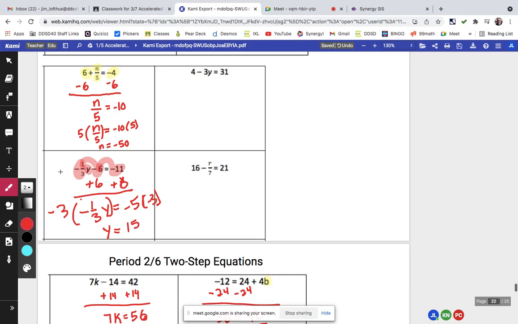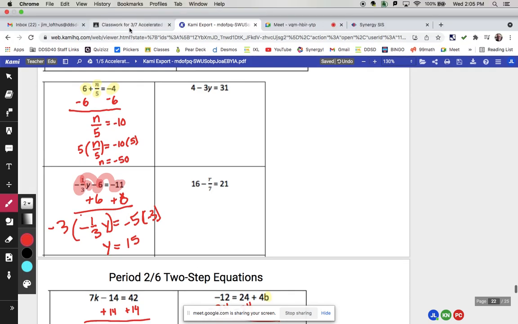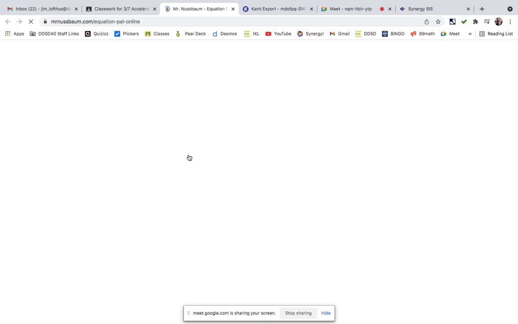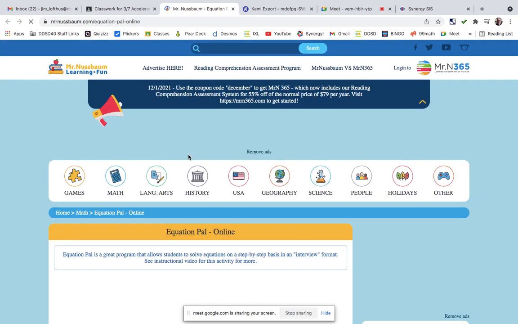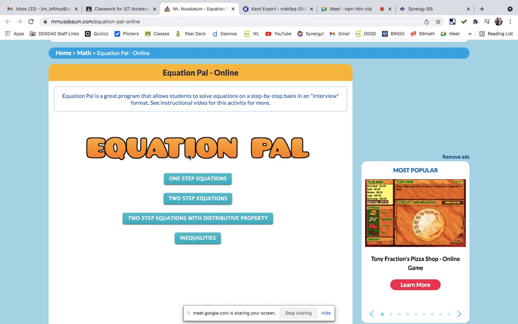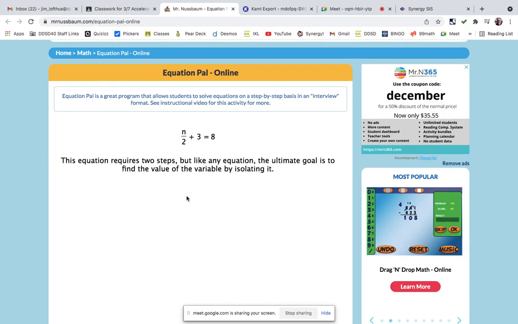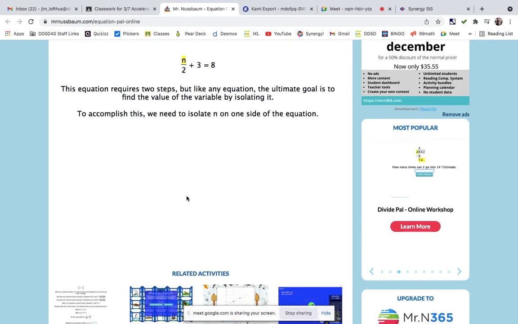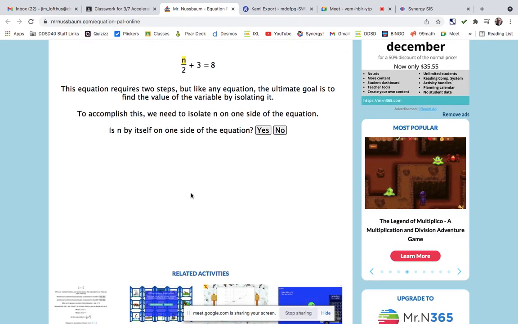After we did this, we went here. We went to Equation Pal, so you might want to do that. And we went to two-step equations. So you might want to try this tool.